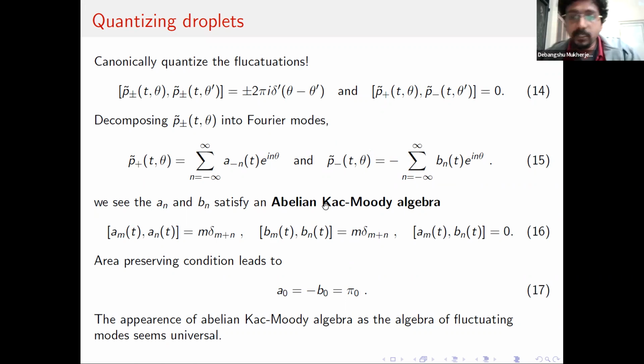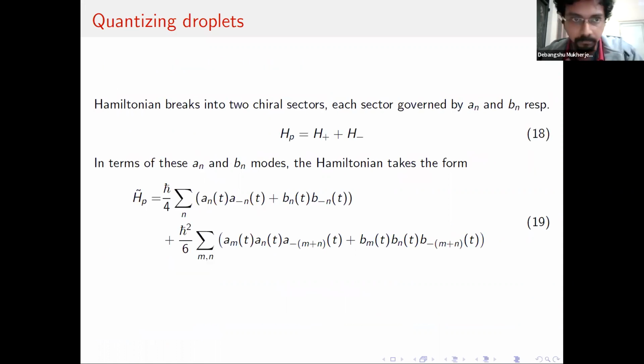The entire point of going through all of this and telling you in detail about all of this is to convince you that whatever potential you would have started with, however complicated or however easy, this appearance of abelian Kac-Moody algebra as the governing algebra of the modes of the quantized fluctuations around a classical solution seems to be very universal. So because of the nature of our theory, our Hamiltonian breaks into two chiral sectors, each sector being governed by the an or the bn operator.